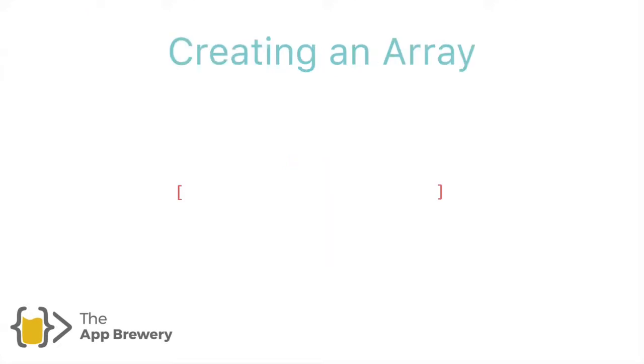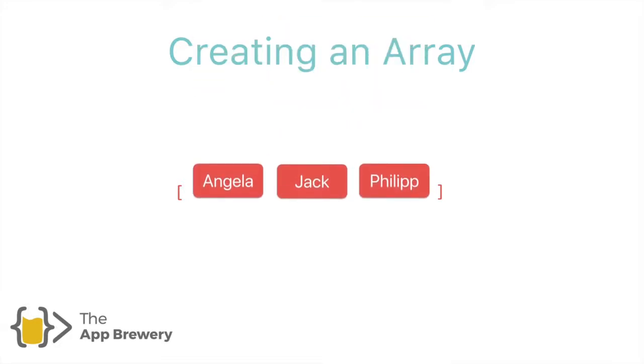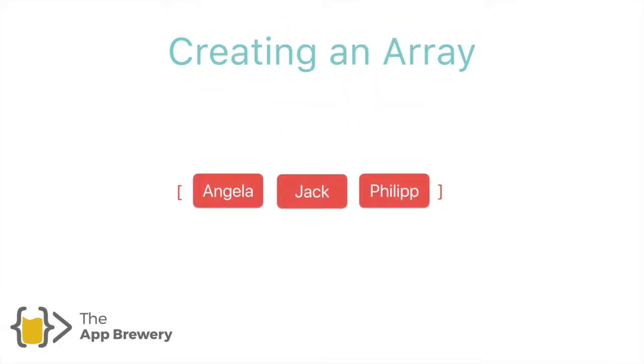Creating an array is pretty simple. We use the square brackets, and inside the brackets, we drop in all the items that we want to put into the same collection or the same array, and we separate them by commas. So we now have an array of names, and we have 3 items in our array.